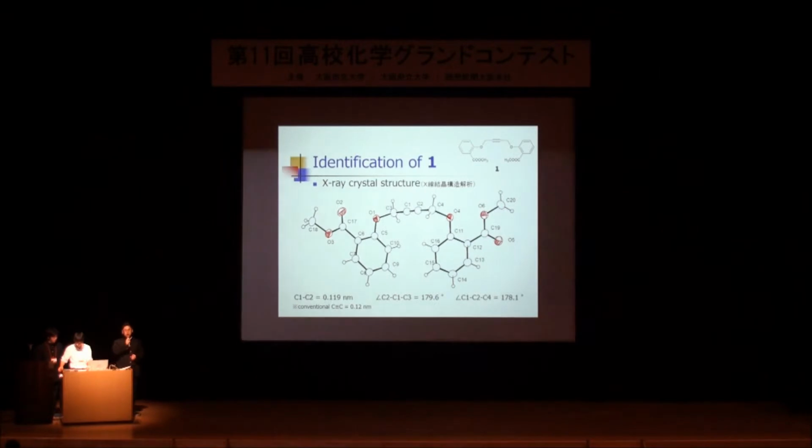Here, you can see the X-ray crystal structure analysis of compound 1. You can see the same structure as the one we expected. The distance and the angle around carbon 1 and carbon 2 support that carbon-carbon triple bond character.